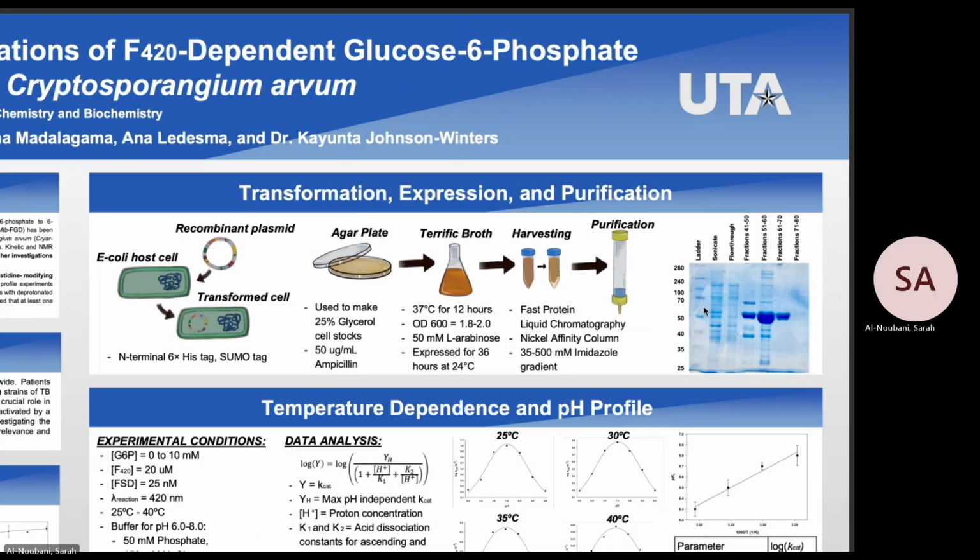SDS-PAGE gel electrophoresis is used to confirm overexpression and purity in combined fractions. In this gel, this was successfully achieved in fractions 61 through 70. This confirms that we're able to successfully purify our protein and can move forward with the kinetic experiments.